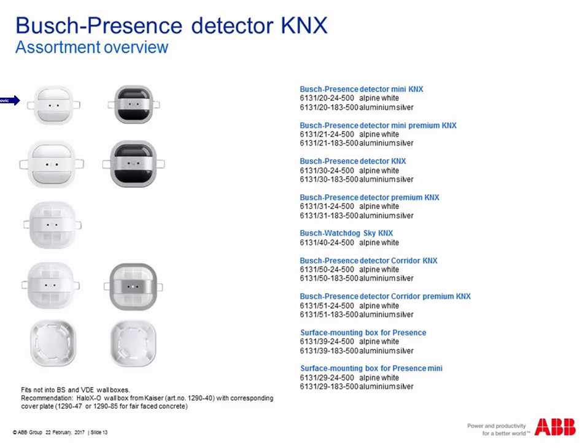Here you can see the mini presence detector, and the Sky only in white color, because the typical application is not inside a room or interior room. It is more for high ceilings, 12 meters. But the Corridor, of course, comes in white and aluminum silver, but only with a transparent lens. The reason is we have a range of 30 meters here, and we need an absolutely clear lens for that.